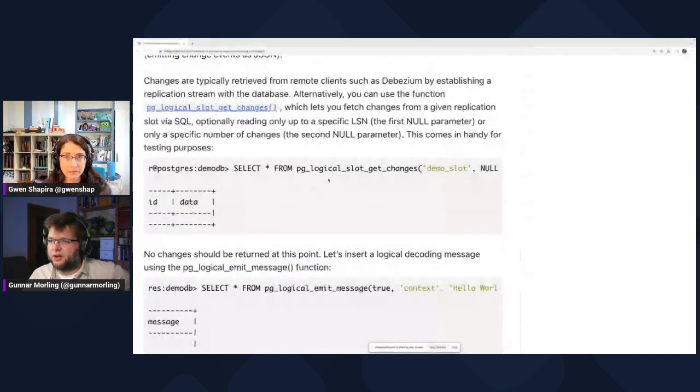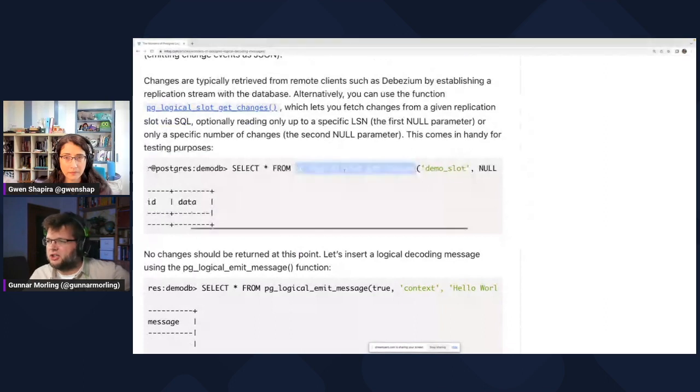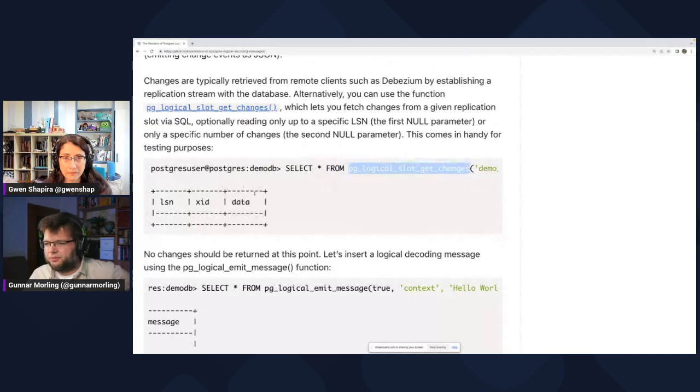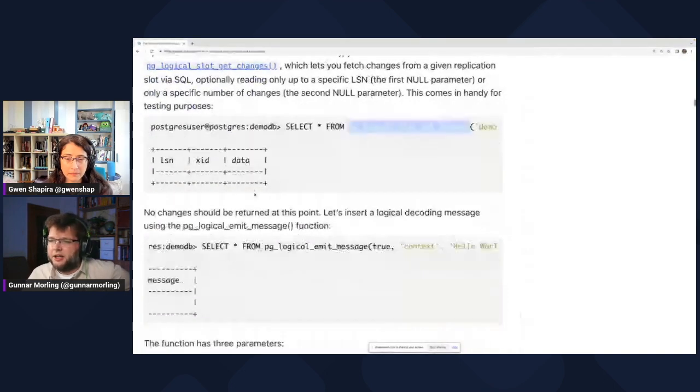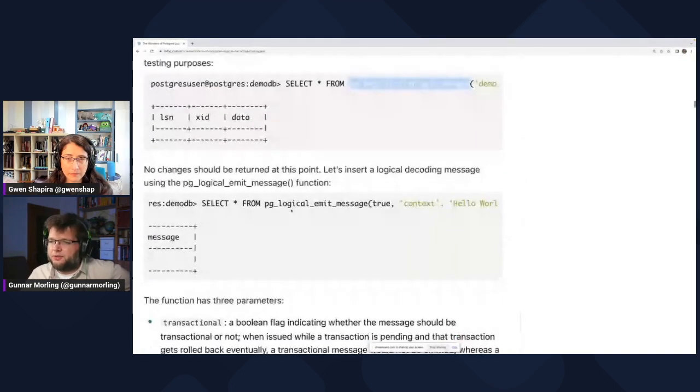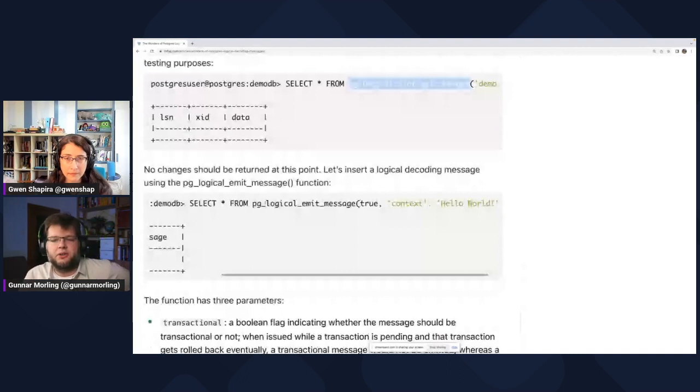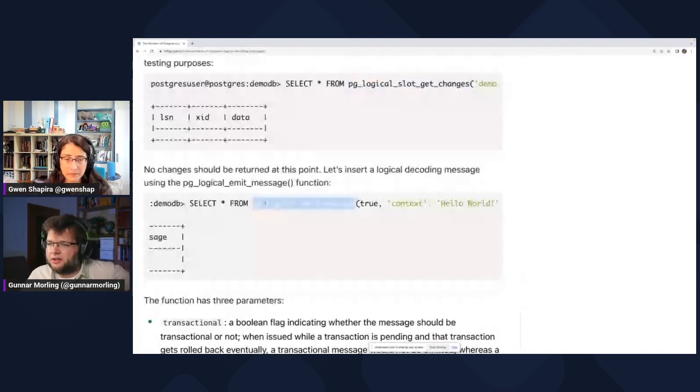And then you can get changes from it. There are Postgres functions for that: pg_logical_slot_get_changes, where you specify the name. If you haven't done anything before, it would be empty. Now, to answer your question, how do you actually write such a logical decoding message? There's another function for that, pg_logical_emit_message.